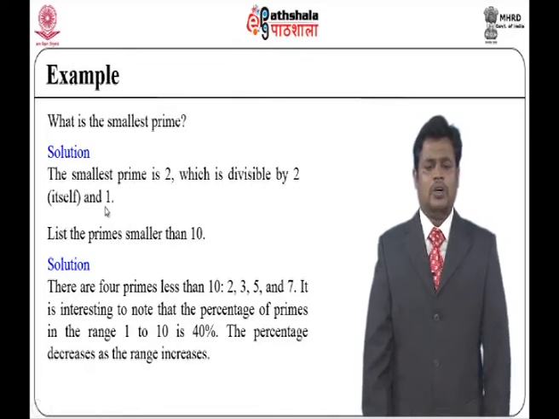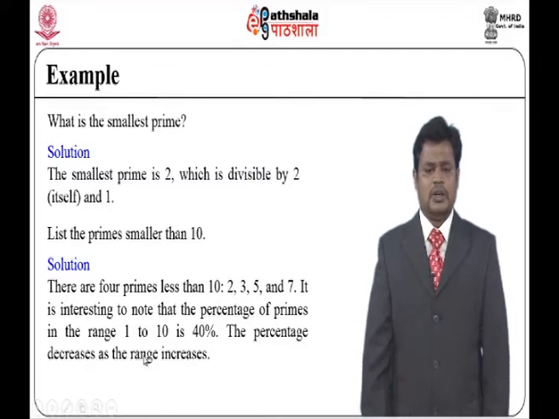Suppose I take n as any number, for example n equal to 10, and you are asked to list the prime numbers smaller than n. That means the primes smaller than 10. There are 4 primes less than 10, that is 2, 3, 5 and 7. The interesting thing is that the percentage of prime numbers in the range 1 to 10 is 40%, and this percentage decreases as the range of numbers increases.